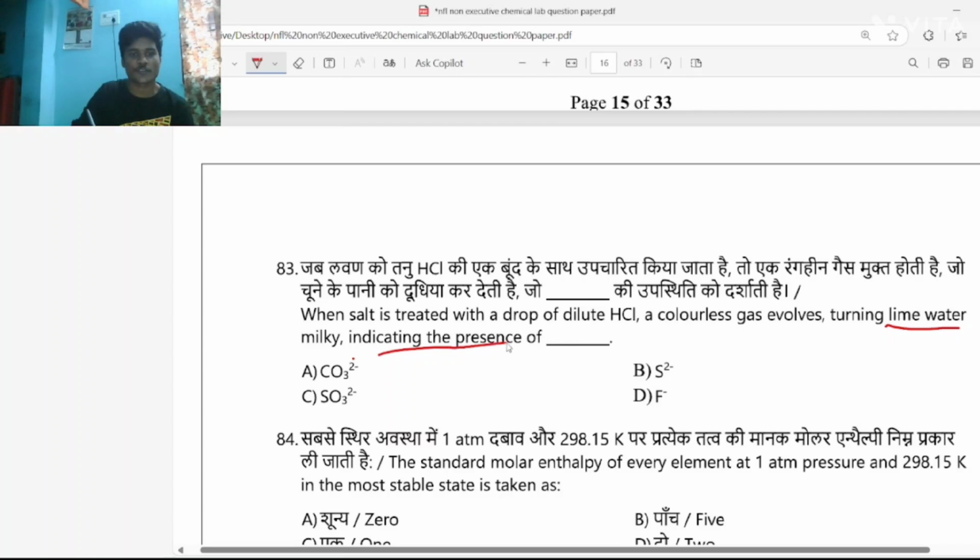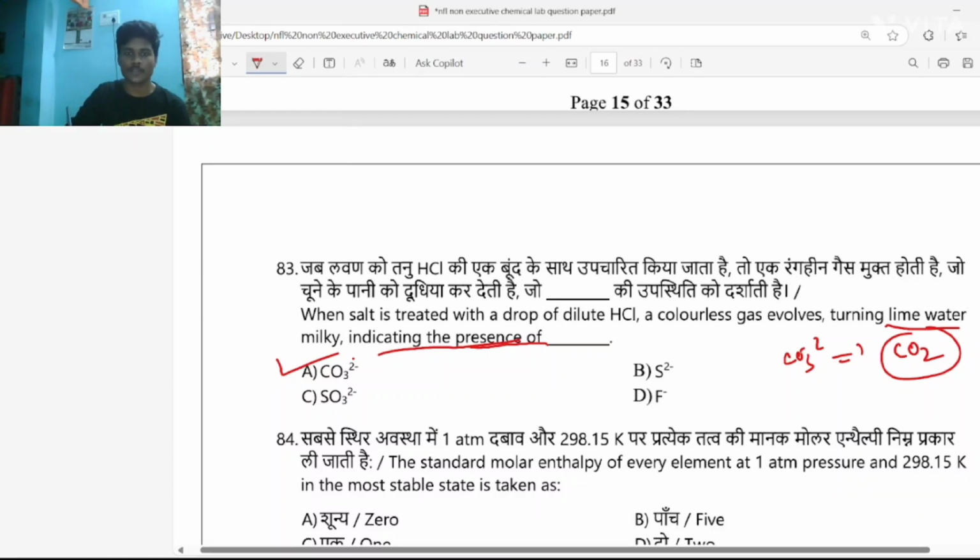Next question. 84. The standard molar enthalpy of every element at 1 atmosphere pressure and 298 Kelvin in the most stable state. In the most stable state, what we take standard molar enthalpy, we take as 0, right? 84, option 0, which is nothing but option A. Option A is the correct answer.